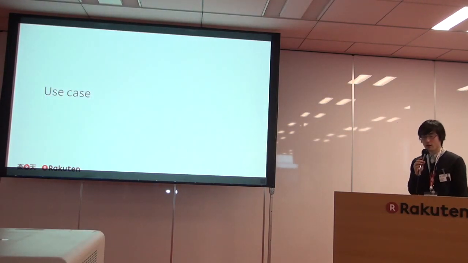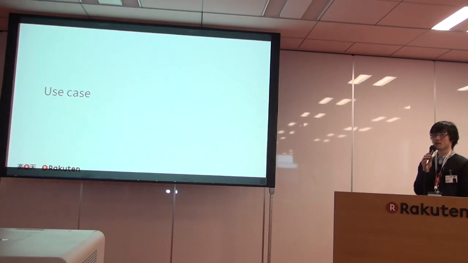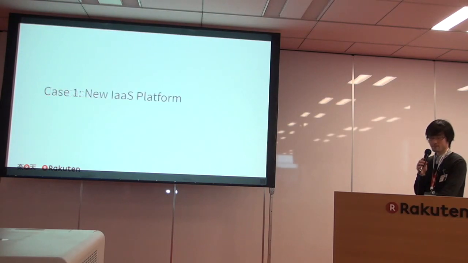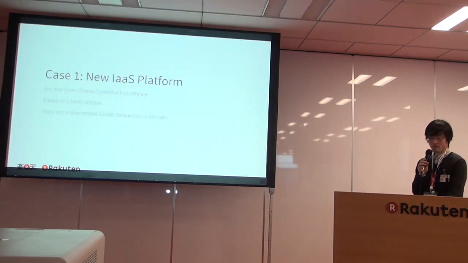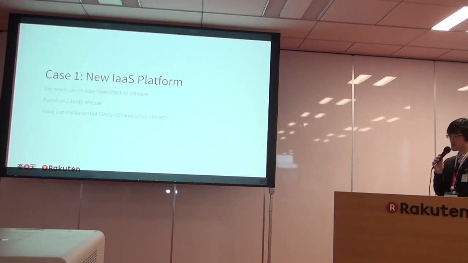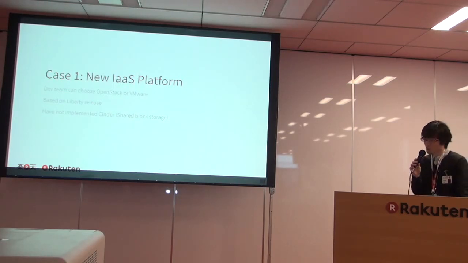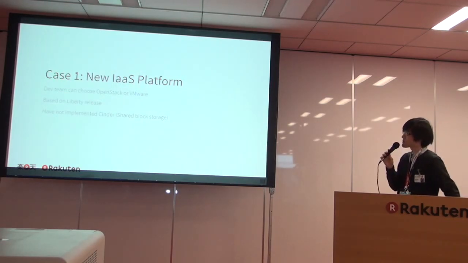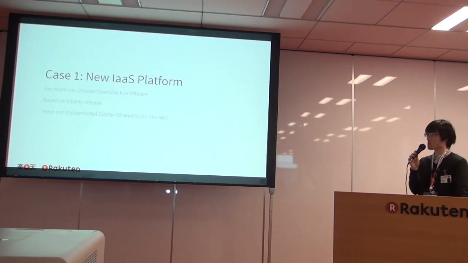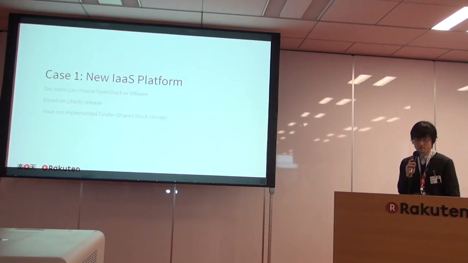So from here, I'd like to talk about the internal use case of OpenStack. First one is for the new alias platform of Rakuten. This is our first release OpenStack cluster. Now we have 2 years platform, so developers can choose KVM or VMware. OpenStack version is Liberty, which is the latest stable version.